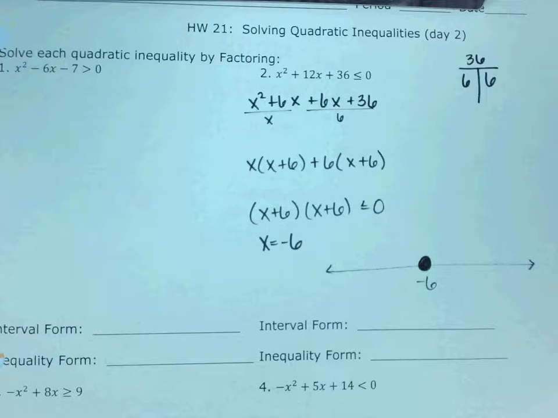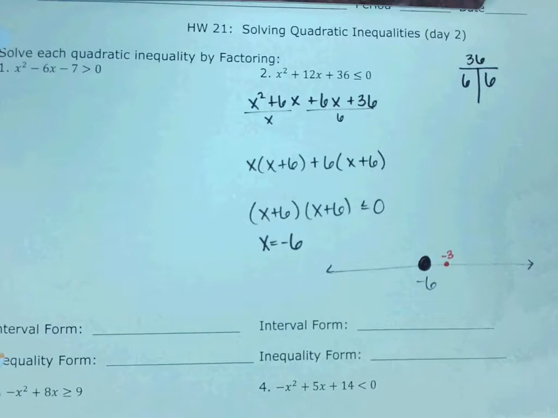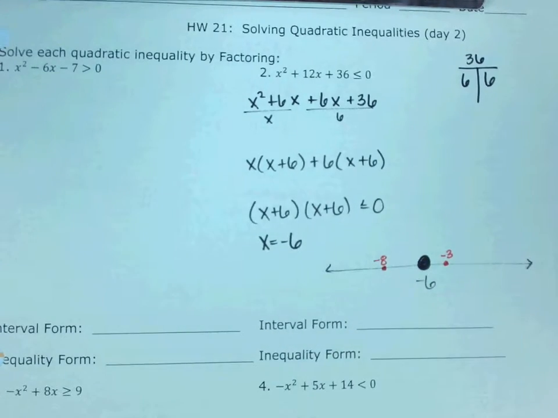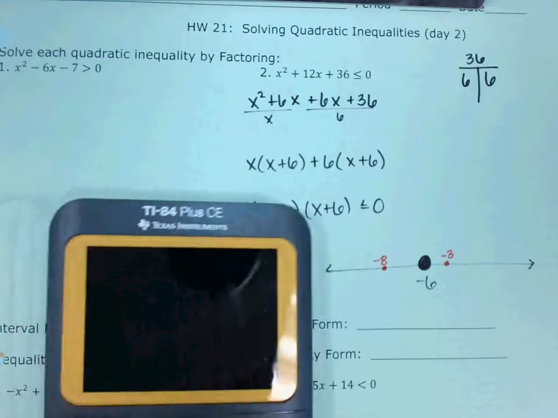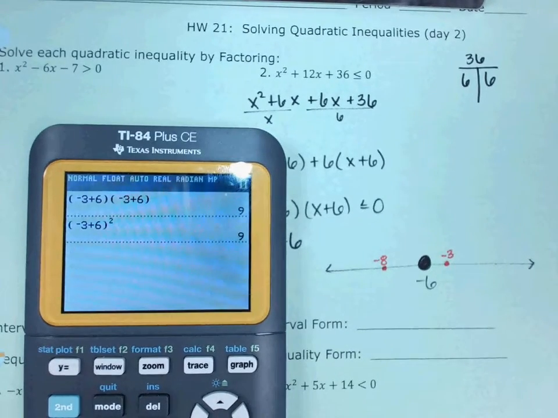So what's a number that is bigger than negative 6? Negative 3, or 2, or 0, or 100, it doesn't matter. What's a number smaller than negative 6? Okay, we'll put negative 8 over here. Try out both of those for me. Can I just put negative 3 plus 6 one time? You have to put it twice, or you could put a squared. So your options for typing this in: negative 3 plus 6, negative 3 plus 6, or negative 3 plus 6 and square it. It'll give you the same answer. When I plugged in negative 3, I got a positive.